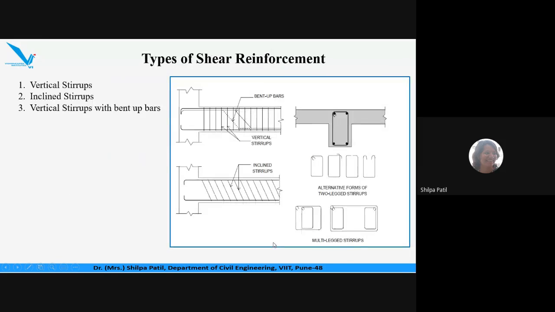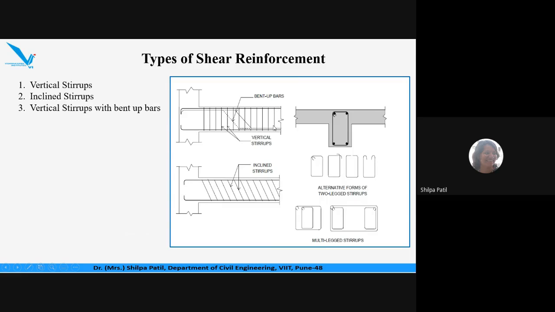Now the transverse reinforcement is provided in three different ways in the beam. First is by providing vertical stirrups. If you look into this diagram, this is the longitudinal view of the beam, in which the main reinforcement in the bottom and top portion of the concrete is shown, and some vertical bars are shown. These vertical bars are nothing but your vertical reinforcement, which are called vertical stirrups.